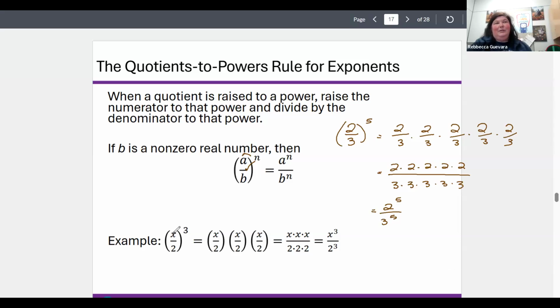Like I said, another example, x over 2, to the power 3, is x over 2 times x over 2 times x over 2, which means that if I combine that, it is x times x times x over 2 times 2 times 2, x cubed over 2 cubed.